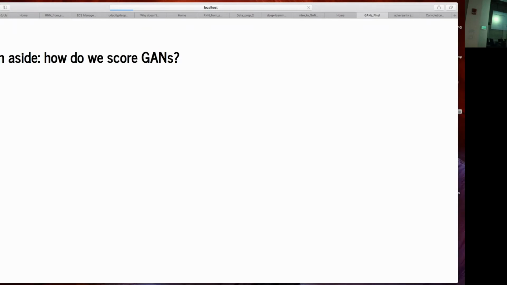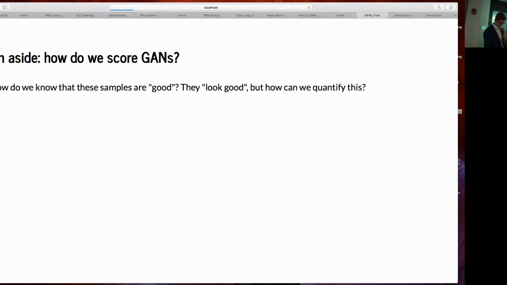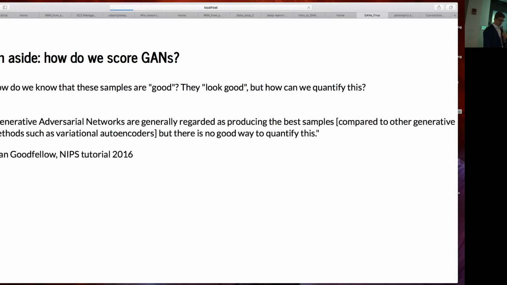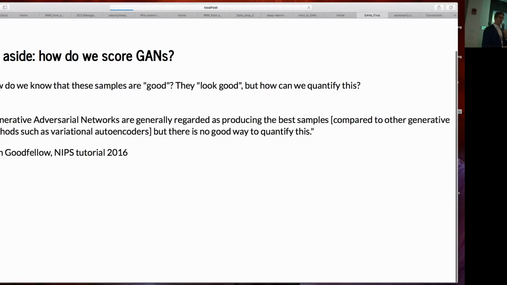It's not obvious at all. We can look at images and see how good they are, but it's not obvious how you score them. This is from Ian Goodfellow's tutorial from NIPS of 2016 on GANs. And I'll post a YouTube video to this. I highly recommend you watch it if you're interested in this stuff. It's 2 hours long, but it's excellent.